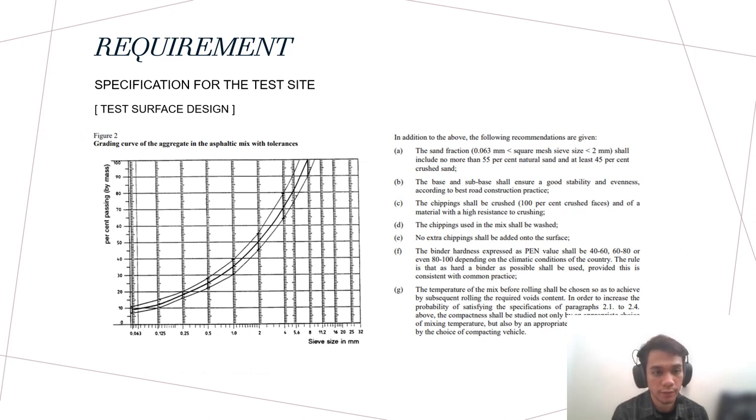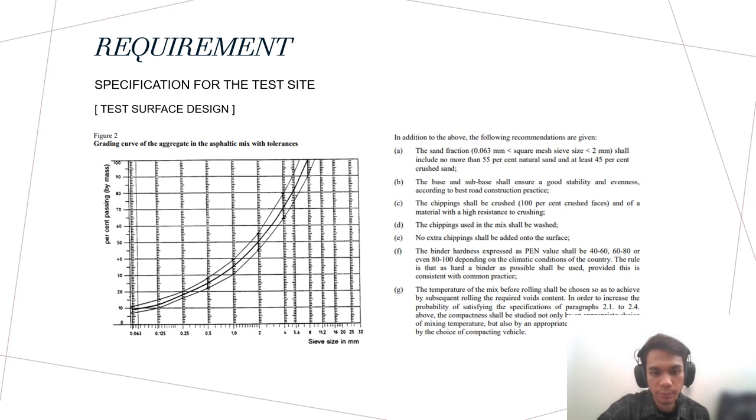This is the grading curve of the aggregate in the asphaltic mix with tolerances. As you can see, in addition to the above, the following recommendations are given. The sand fraction below 0.63 mm square mesh sieve size and below 2 mm shall include no more than 55% natural sand and at least 45% crushed sand. The base and sub-base shall ensure good stability and evenness according to the best road construction practice. The chipping shall be crushed, with 100% crushed faces and of a material with a high resistance to crushing. The chippings used in the mix shall be washed. No extra chipping shall be added onto the surface.